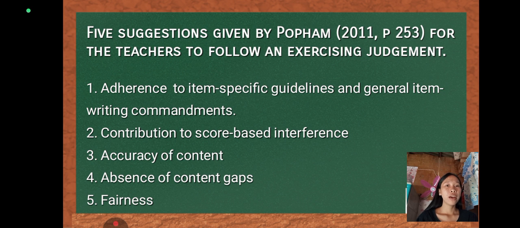Number 2 is the contribution to score-based inferences. The teacher examines if the expected scores generated by the test can contribute to making valid inferences about the learners. So number 3, accuracy of the content.